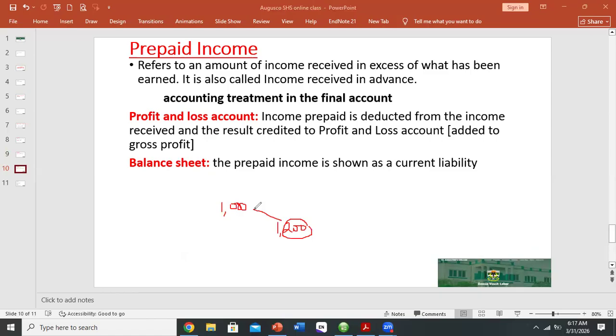You would agree with me that technically the excess 200 is not for us as a business because we haven't earned that amount of money. So it only makes sense to say that in the balance sheet, it is a current liability to the business on the basis that this excess has not been earned. So it is not a resource to the company.